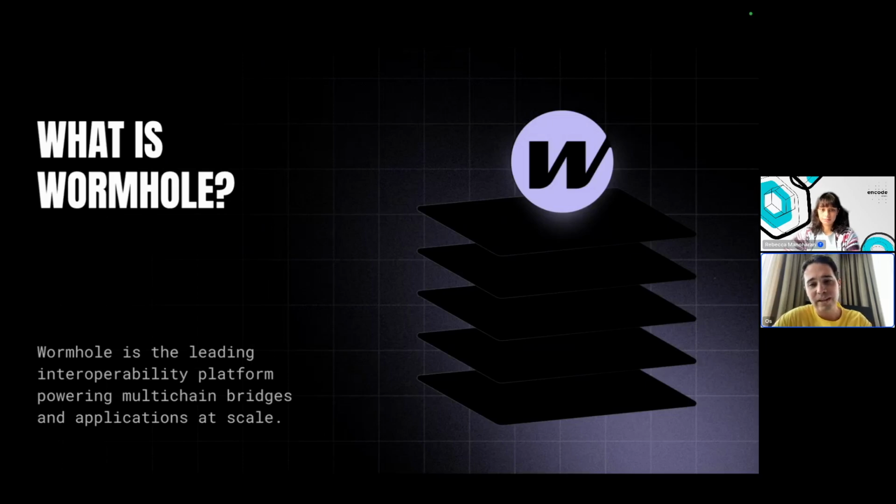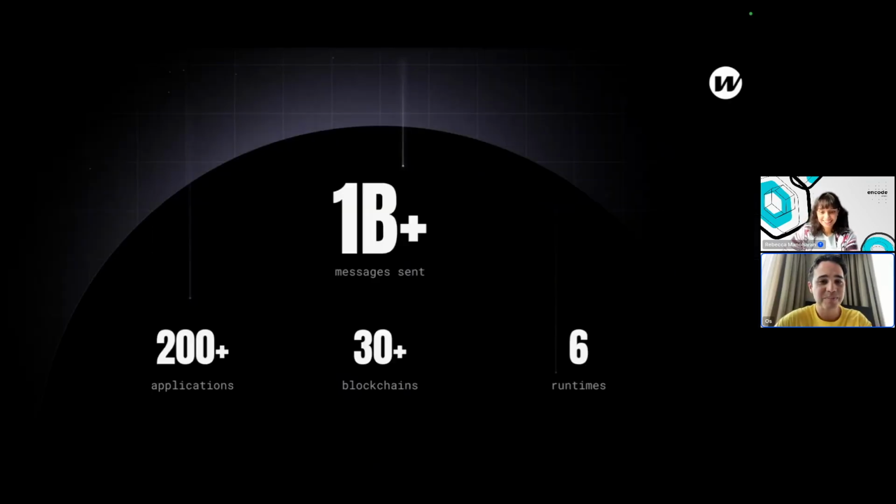So again, Wormhole is one of the leading interop platforms powering multi-chain bridges and applications at scale. And it's actually facilitated over 1 billion cross-chain messages across 30 blockchains. So going strong so far, facilitating a lot of messaging, and what's in store for the future. I'm going to dive into how the core protocol works, which is key for understanding the motivation behind why we built queries, and then I'm going to focus deep on queries. I'm very excited to share with you all.